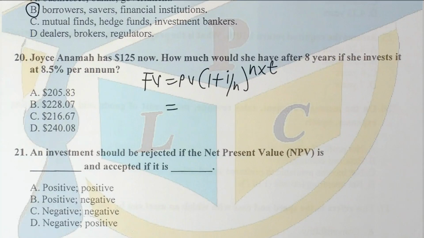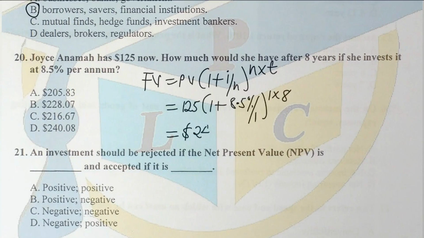So I know my present value to be what? 125. Then I know my interest is what? 8.5% divided by my compounding, which is 1 per annum, 1. And 1 here multiplied by the time, which is 8 years. So here, with the help of a calculator, you should be able to get the answer and look at the options here. We are converting to decimal places. So in my case, I had $240.08. That's what I got. You can also check with your calculator and let's see whether you also had the same thing.